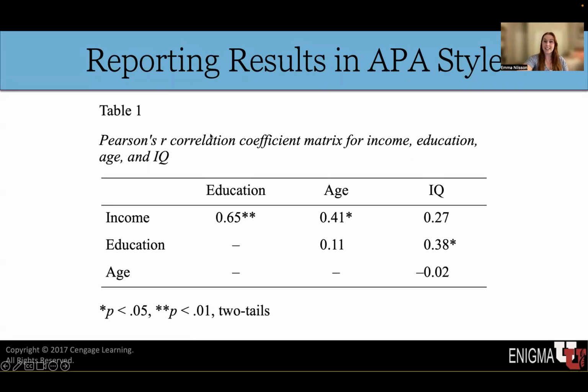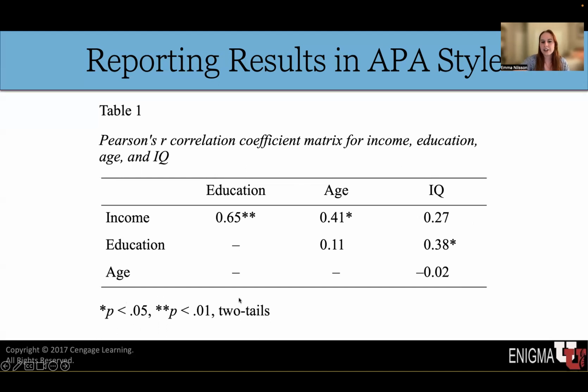You can also report it in a table. It's called a Pearson's R correlation coefficient matrix. These are 4 different variables: income, education, age, and IQ. The idea here is that we ran a Pearson's correlation test for each of the pairs of variables. So we ran a Pearson's R for income versus education, income versus age, income versus IQ, education versus age, education versus IQ, and age versus IQ. And we figured out which of them were significant and which of them had relationships.